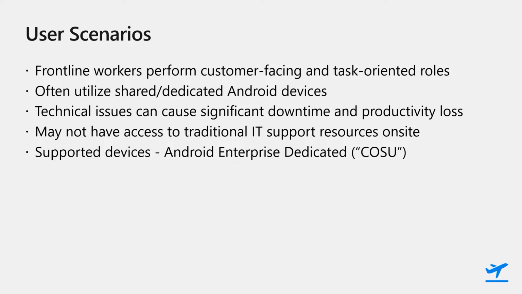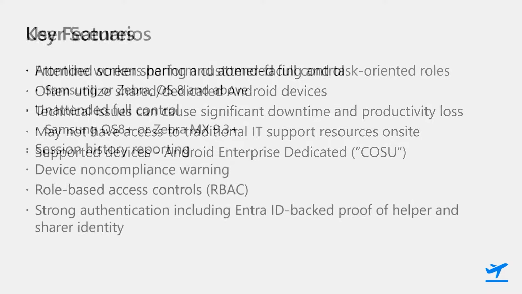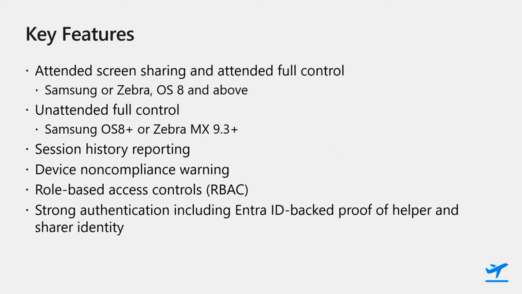Remote Help for Android requires the device to be enrolled in Intune as Android Enterprise Dedicated, also known as Corporate-Owned Single-Use, COSU. It's available on select Samsung and Zebra devices. The key features for Android Remote Help are supporting attended, view-only, and full control sessions, as well as unattended control sessions, which are sessions without a user present. Note that there are different requirements for these attended or unattended sessions.